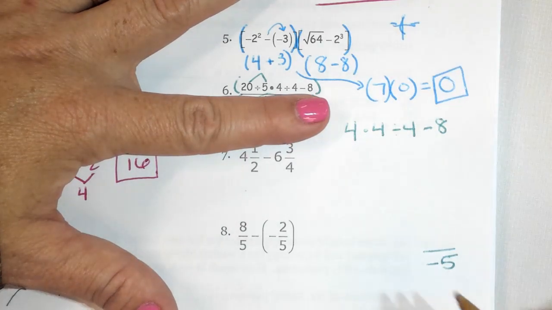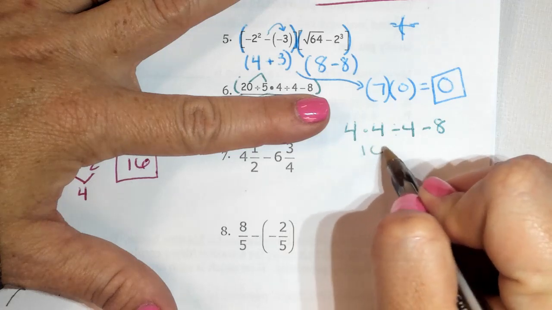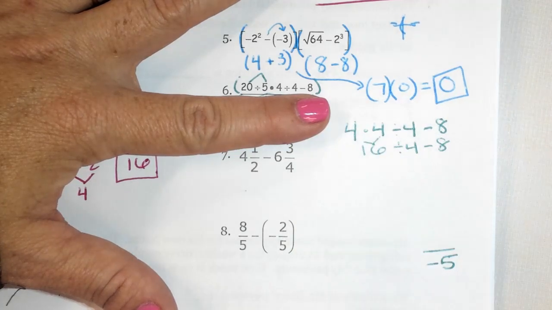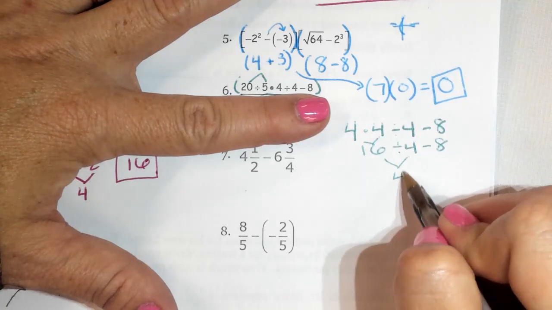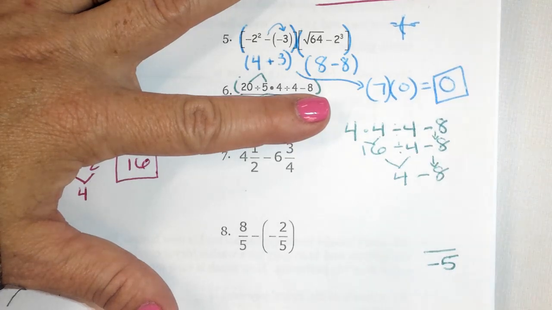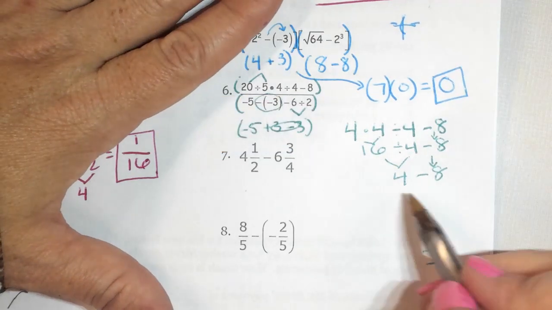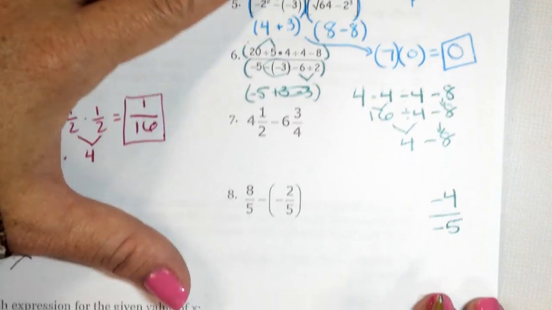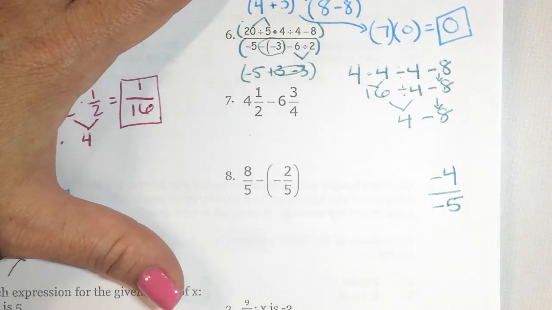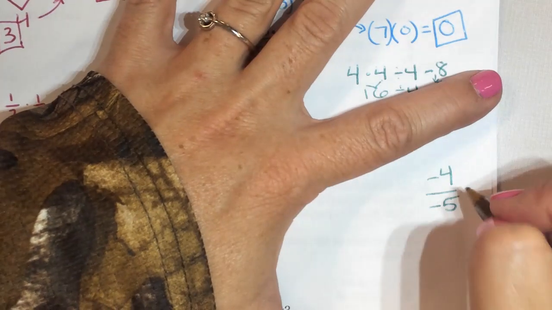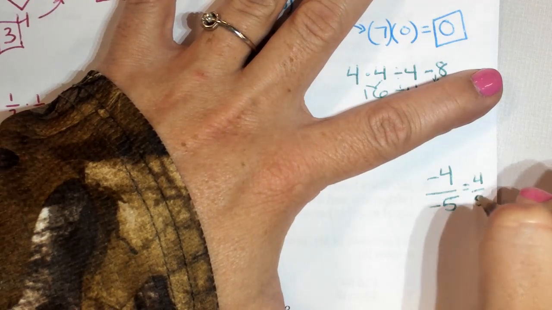What's 4 times 4? 16. What's 16 divided by 4? And I just keep bringing down that minus 8 because I haven't done anything with it yet, right? What's 4 minus 8? So I'm almost done. What's the only problem? They're both negative. 2 negatives makes a? There's your answer.